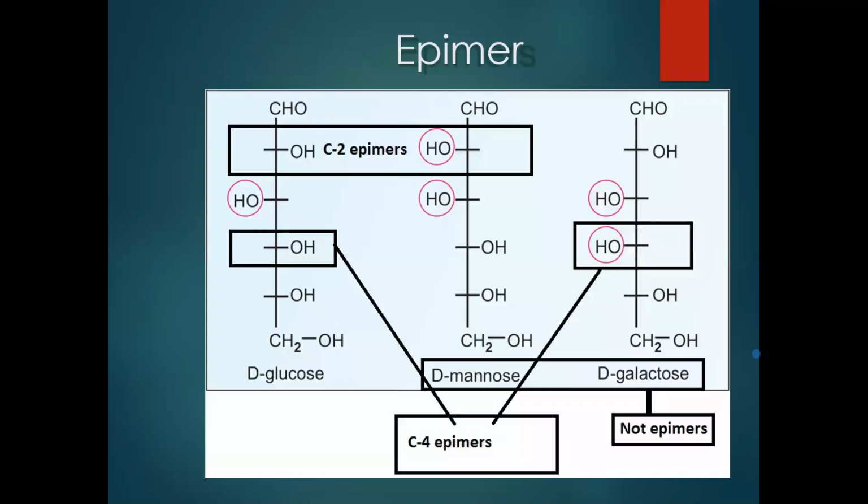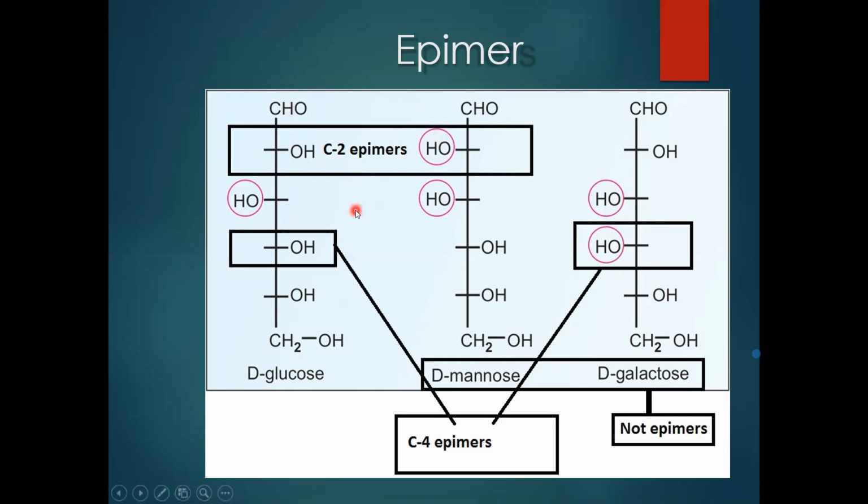Here, this is the structure of glucose. CHO, H, OH, OH, H, HO, H, H, OH, CH2OH. If this OH, which is present towards the right in the case of glucose, goes towards the left, the entire compound changes and we get D-mannose, having OH towards the left. This is a C2 epimer. So mannose is a C2 epimer of glucose.